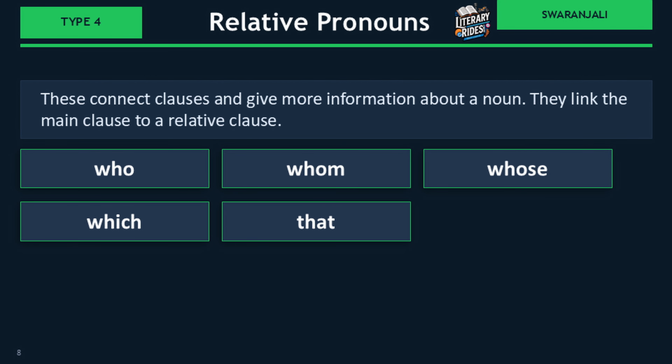Type number 4. Relative pronouns. These connect clauses and give more information about a noun. Who, whom, whose, which, that. The girl who won the prize is my friend. This is the book that changed my life. See how who and that connected extra information to the main sentence?